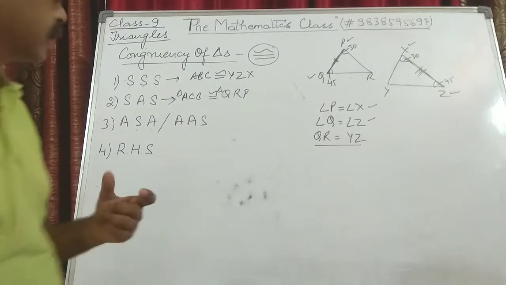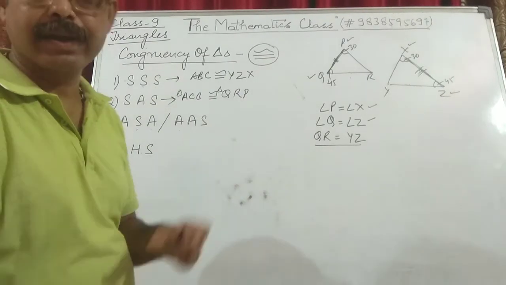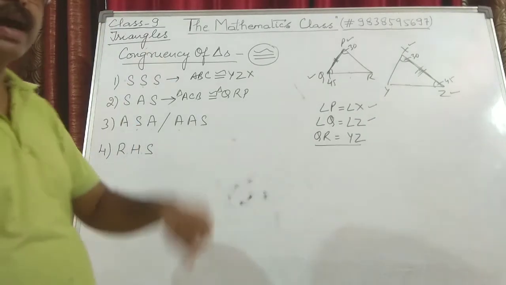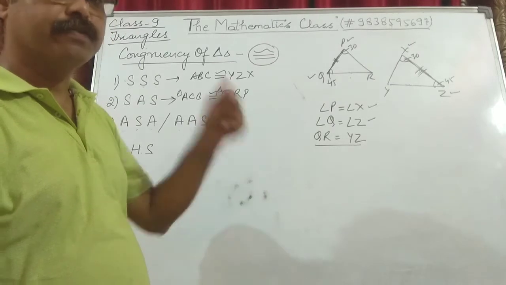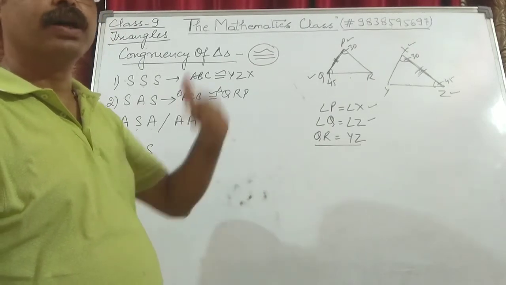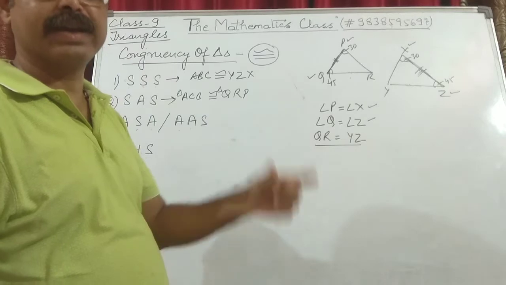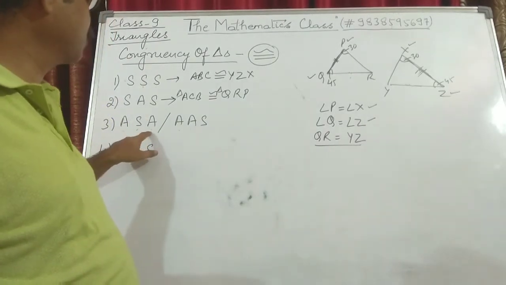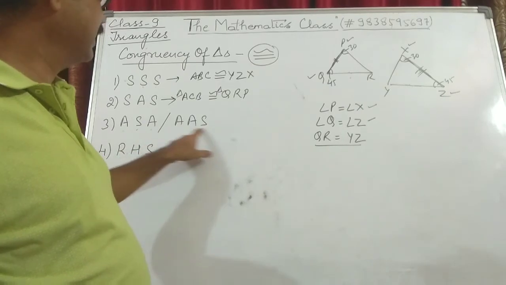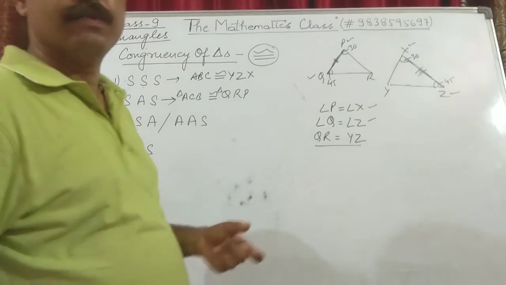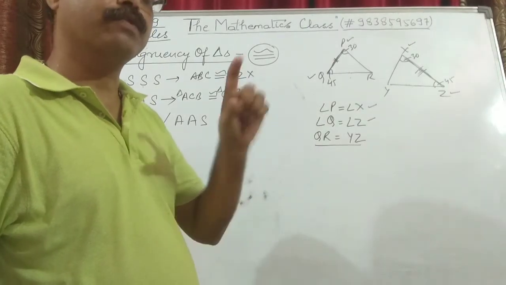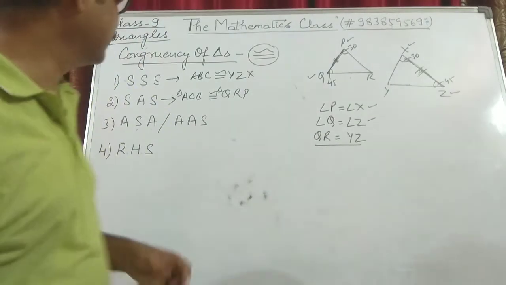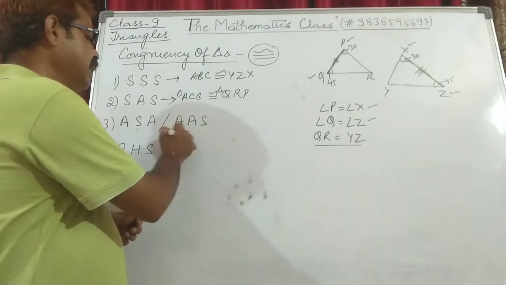How will we use the ASA rule? Two triangles are said to be congruent if two angles and the side included between them of one triangle are equal to the two angles and the side included between them in the second triangle. Then we use the ASA rule. Otherwise we use the AAS rule also. The AAS rule is when two angles and any one side of one triangle are equal to two angles and any one side of the other triangle. Then we can use the AAS rule.